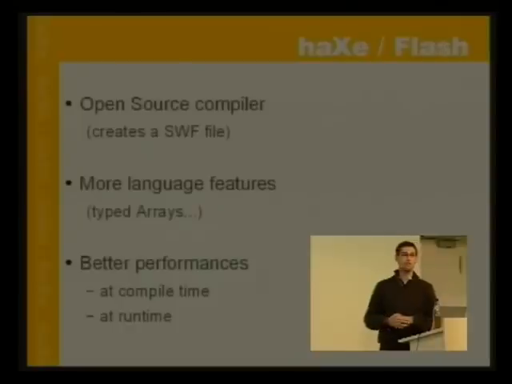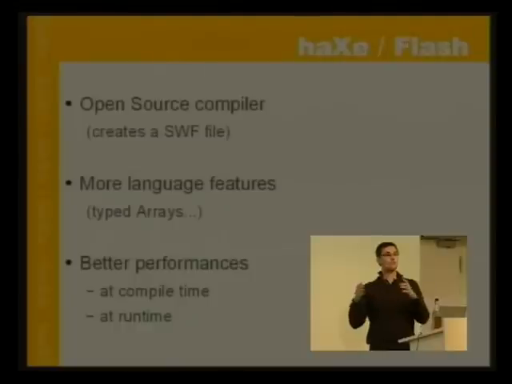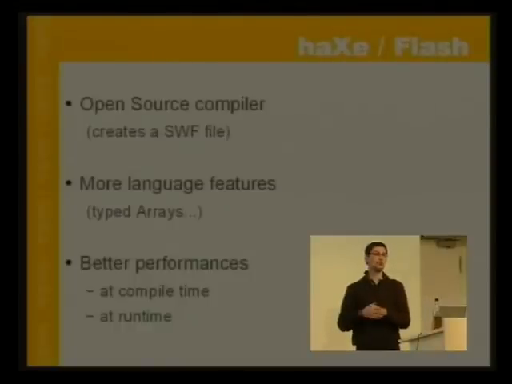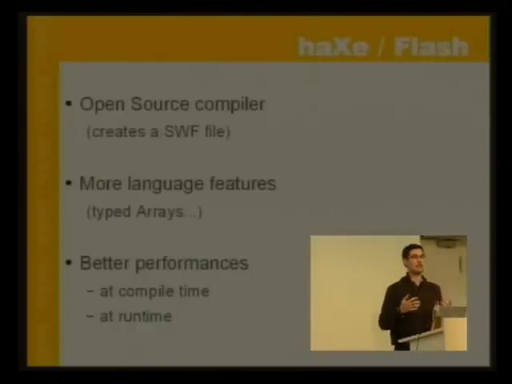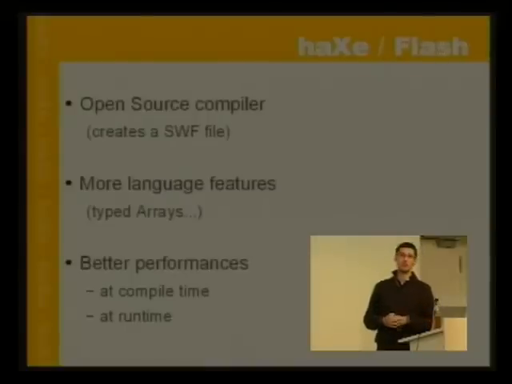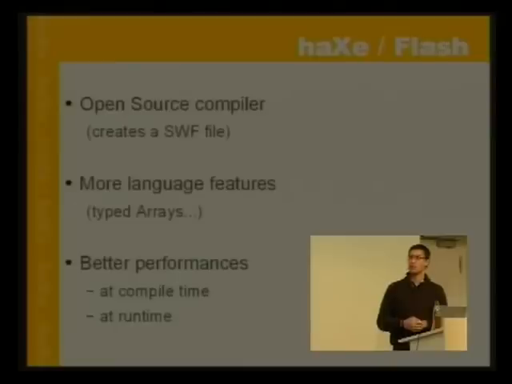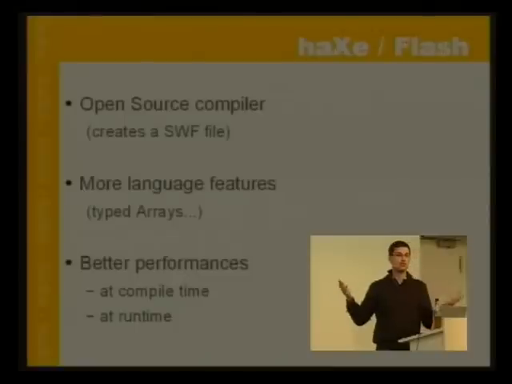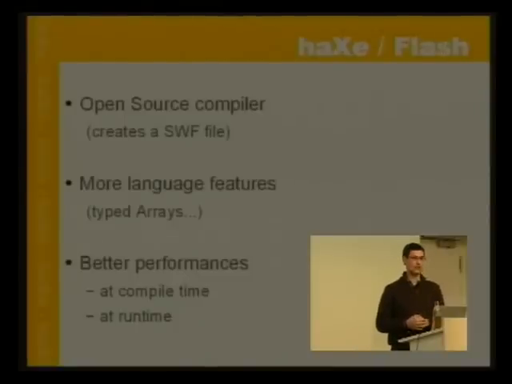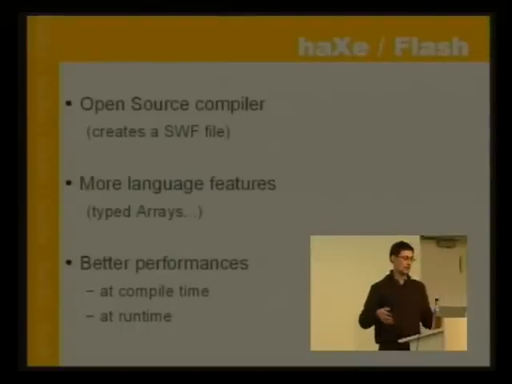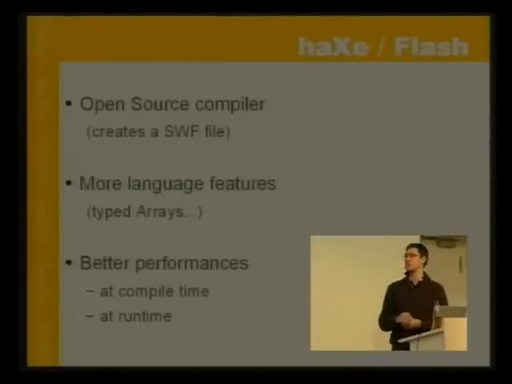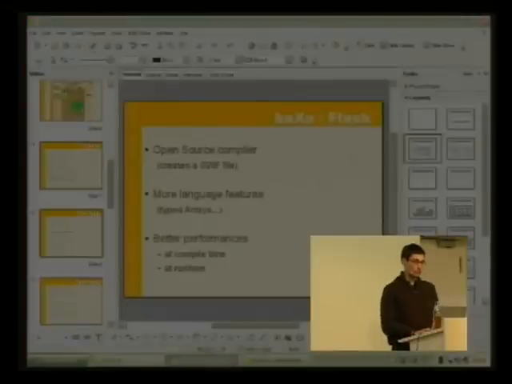And basically what haXe is doing is creating a SWF file for you. It just compiles to a SWF file, to SWF bytecode. And it's an open source compiler, so you can develop any kind of Flash content with haXe without getting any tools from Adobe. And it works, of course, on Windows, Mac, and Linux, and all kinds of other operating systems. It has some more language features compared to ActionScript, like typed arrays and a lot of things, and it offers better performance in terms of compile time and runtime. So let's have a look at what we can do with haXe in Flash.